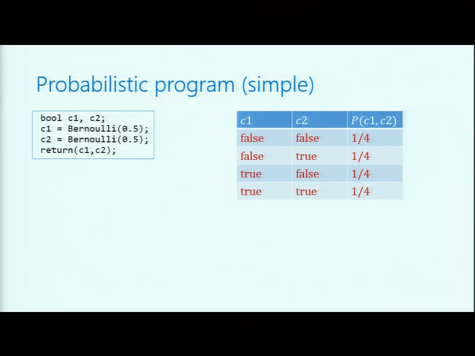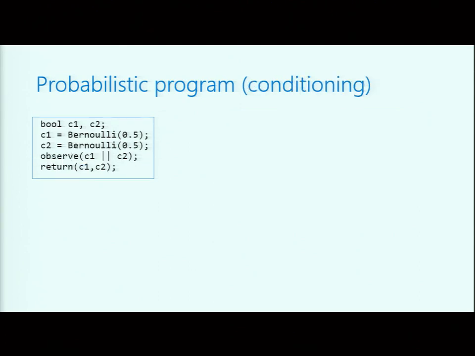So that's the meaning of the probabilistic program. Let's look at a slight variant of this program, because I said there were two constructs. You've seen an example where you have probabilistic assignments. Here's the same example, except that I have this additional statement called observe C1 or C2. What this observe statement does is that it blocks all runs of the program which intuitively do not satisfy the predicate in its argument.